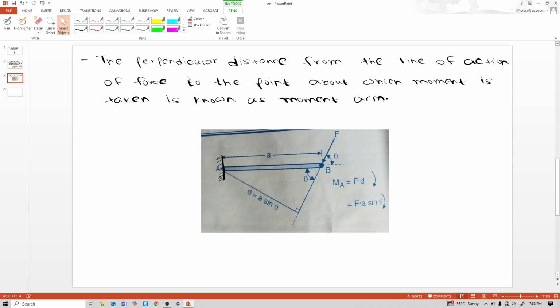Next bullet point: the perpendicular distance from the line of action of force to the point about which the moment is to be taken is called the moment arm. See this inclined force, its line of action is this, and if we are interested in taking moment at point A, then moment at A is the force F multiplied by the distance between the line of action of force and that point, which is d. So moment at A is equal to F into d. In this diagram, d is a sin theta. So this d is the moment arm here.